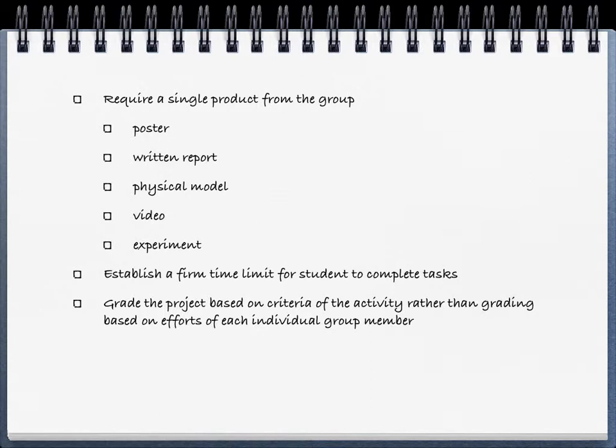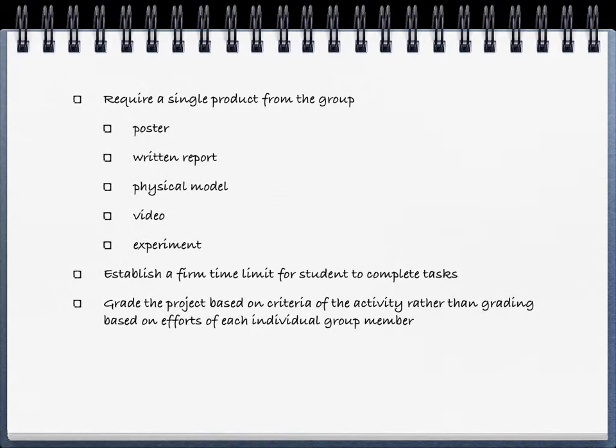You also want to require a single product from the group. This is just one product. You don't want each student to finish a task individually, but all of them produce a single product. This could be a poster, a written report, a physical model, a video, or an experiment with the results. And so you want to have a single product, and you also want to establish a firm time limit for students to complete the tasks. We don't want our students to think they have all the time in the world to complete the task. You want to establish a firm time limit.